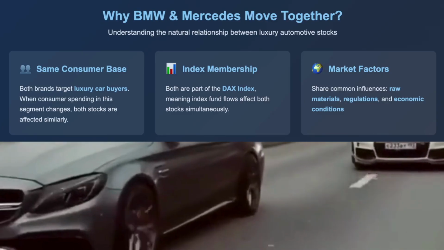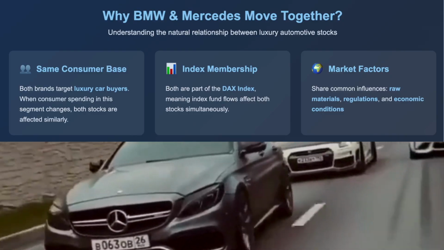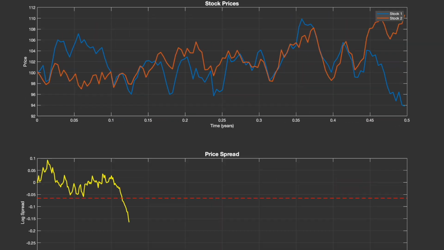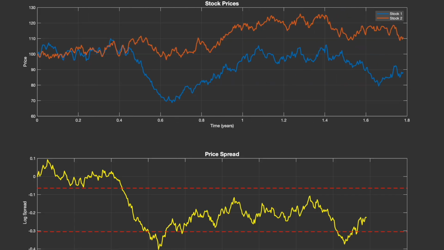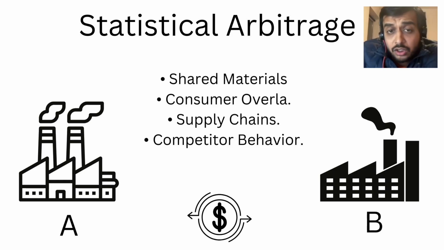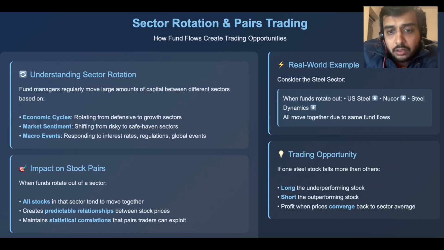So when one stock, like let's say BMW or Mercedes, leads or lags behind the other one, it creates an opportunity for a pair trading strategy. And this works because fund managers often rotate between sectors. The hedge fund manager wants to take money out of the steel industry and put it into the IT industry. So when one stock in the steel industry falls, it's likely that the other steel stocks will also fall, and so these stocks tend to move together.